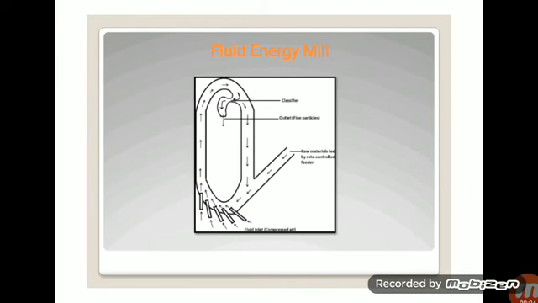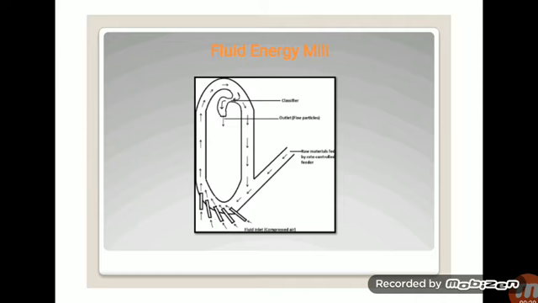Today I am going to deliver a presentation on the fluid energy mill under the chapter size reduction. The fluid energy mill is a compact and versatile machine. It is mainly used for size reduction as well as in blending, drying and coating etc. The fluid energy mill is also called a micronizer, jet mill or ultrafine grinder.